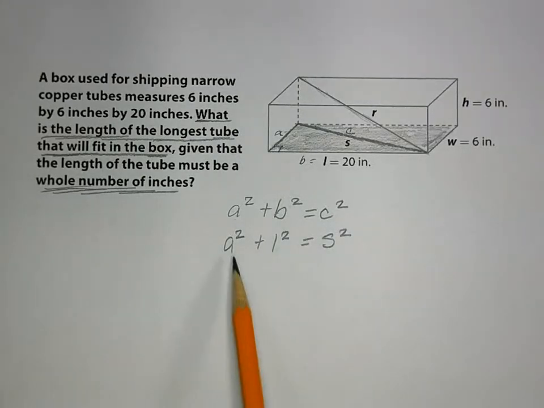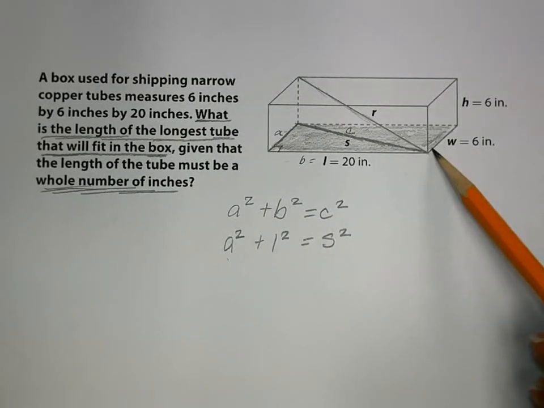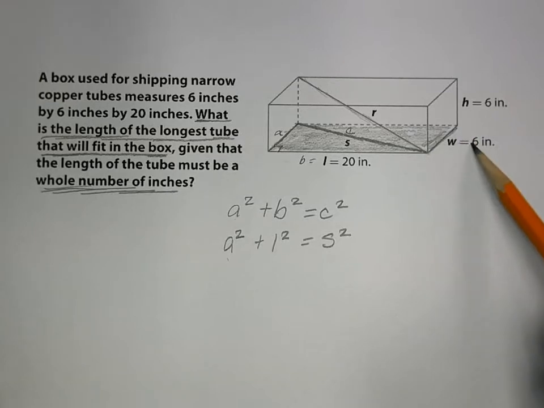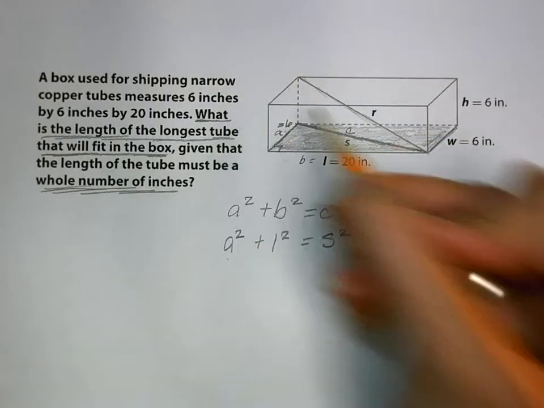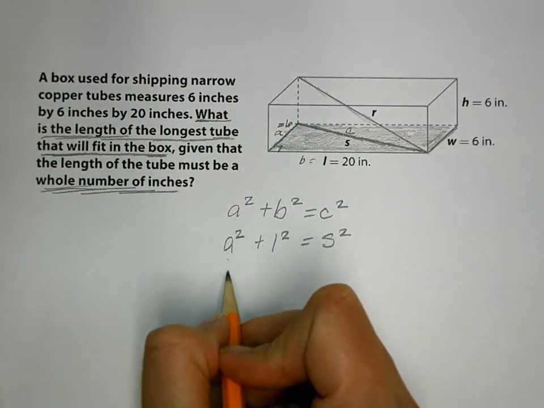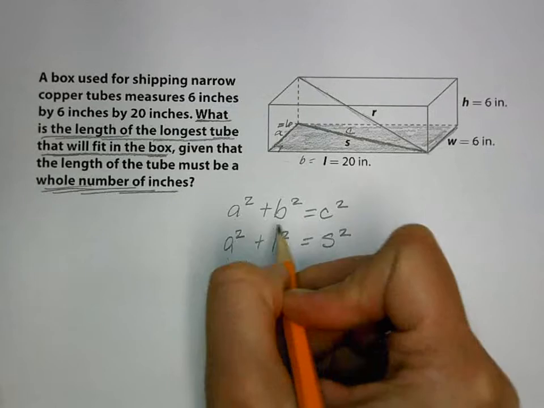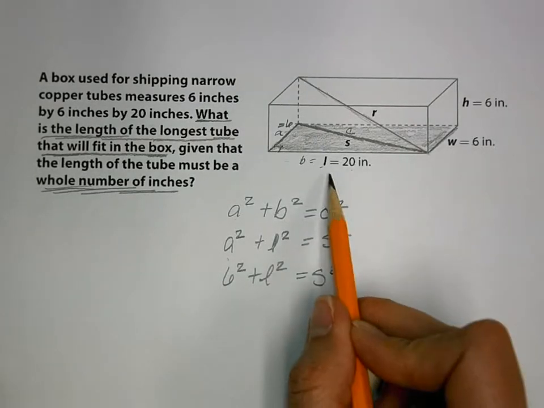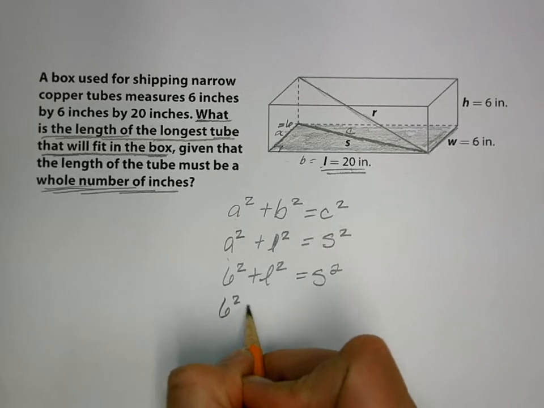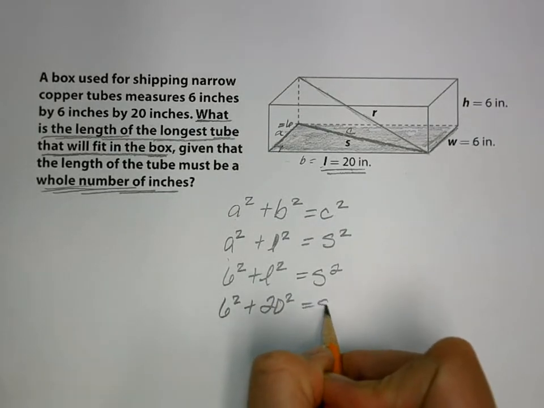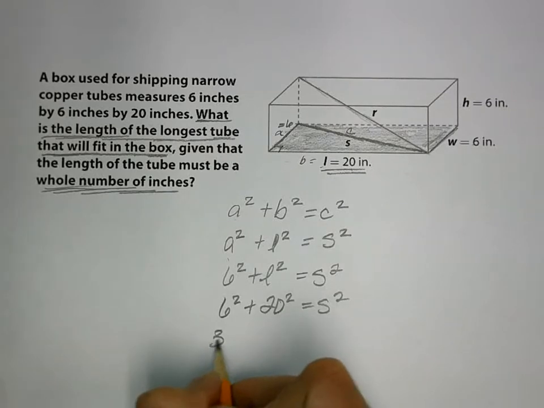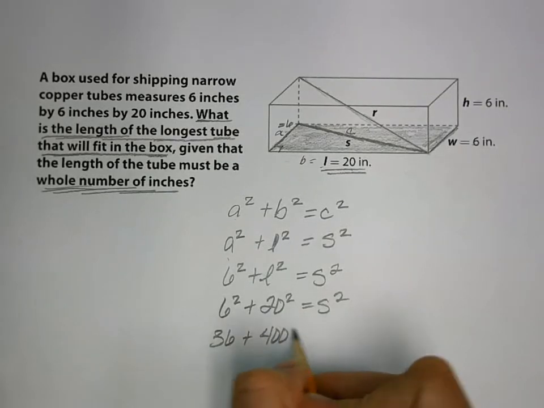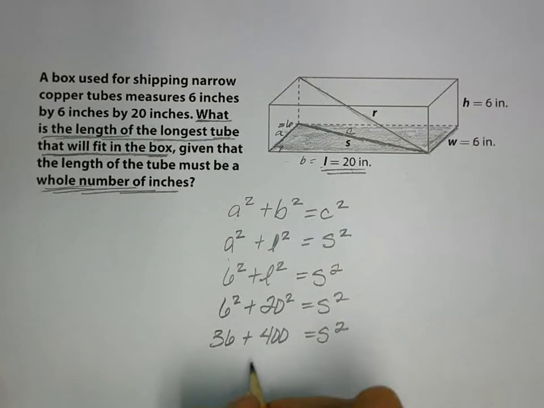At first glance, it looks like we don't have A, but we actually do, because this is a rectangular prism, and if this width is 6 inches, then this width over here is also 6 inches. So now I can substitute for A, 6 squared plus L squared, let's make that a cursive L so it doesn't look like a 1, equals S squared. I can also substitute for L because they told me L is 20 inches. 6 squared plus 20 squared equals S squared. 36 plus 400 equals S squared. And 436 equals S squared.